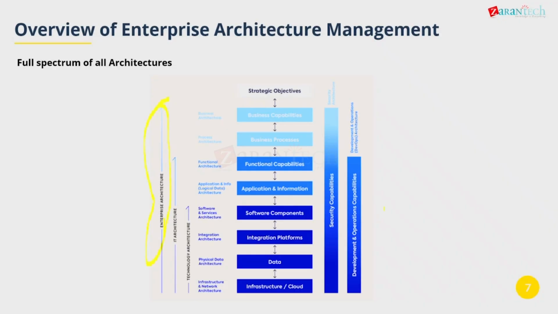And within IT architecture, you have something called technology architecture, which is your software components, integration platforms, data, and infrastructure. However, your applications and functional capabilities are not a part of your technology architecture. Application is a part of your application architecture. Okay. If you have any questions.